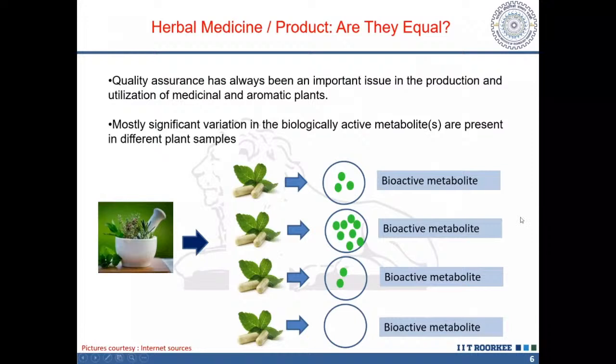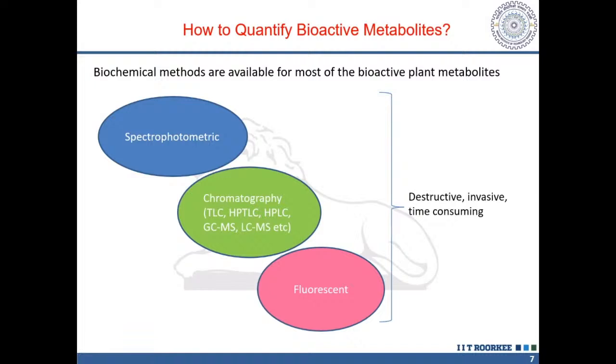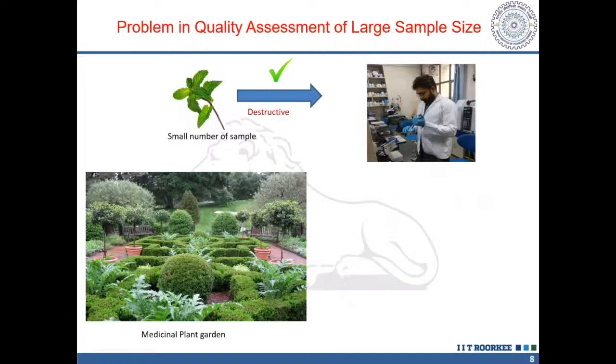One of the best ways to do quality control, which a lot of pharmaceutical companies and laboratories are doing, is to check the quality by means of spectrophotometric or chromatographic technology like HPLC or MS, or fluorescent-based technology. These are wonderful technologies, and the accuracy is quite good, but the problem is that with a small number of samples, this is very easy to do.